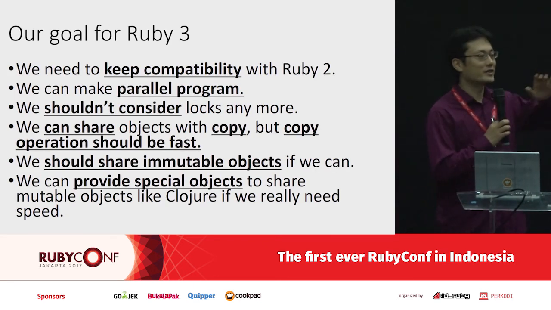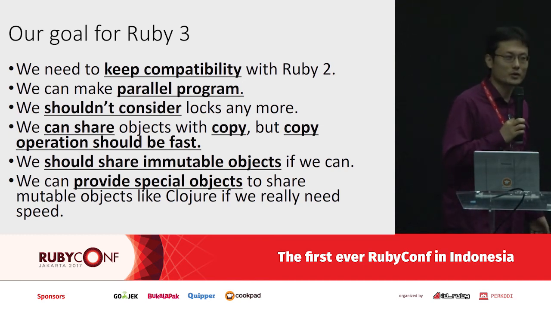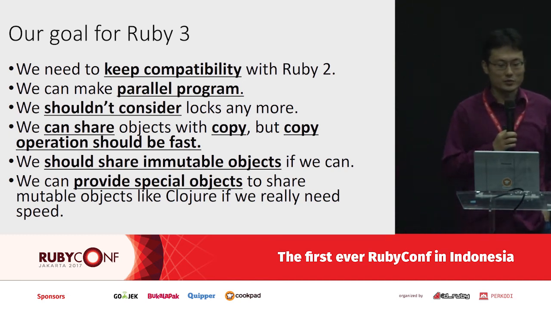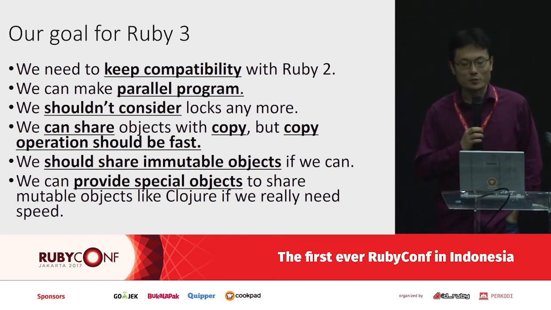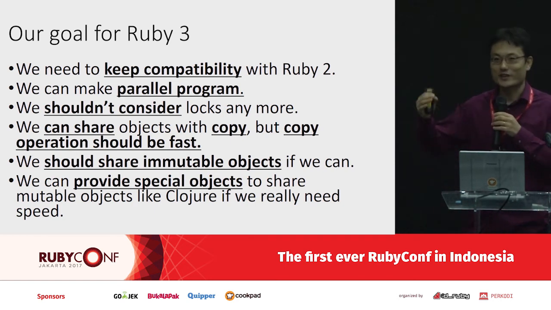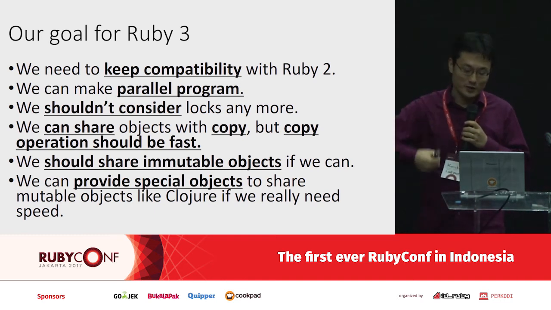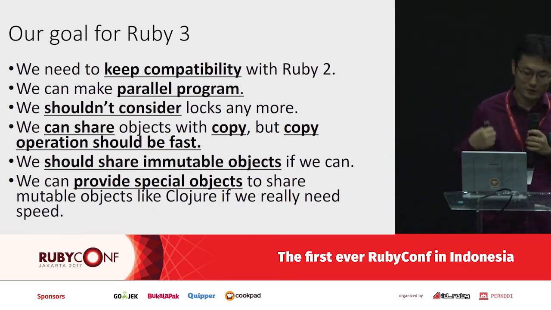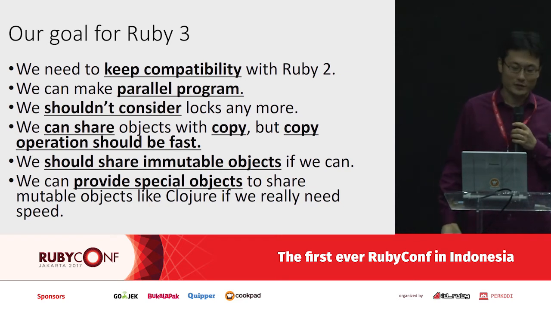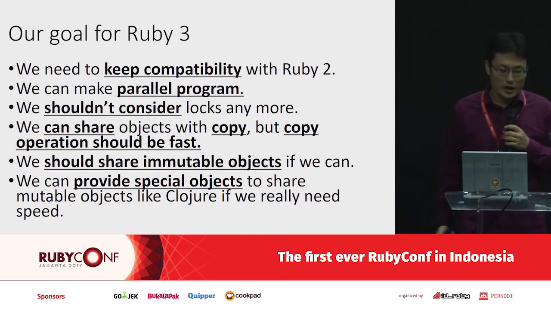So we set several goals for our new concurrency abstraction. We need to keep compatibility with Ruby 2. Yesterday, Matz spoke about compatibility, so we need to continue to keep compatibility with Ruby 2, we believe. And we can make parallel programs.